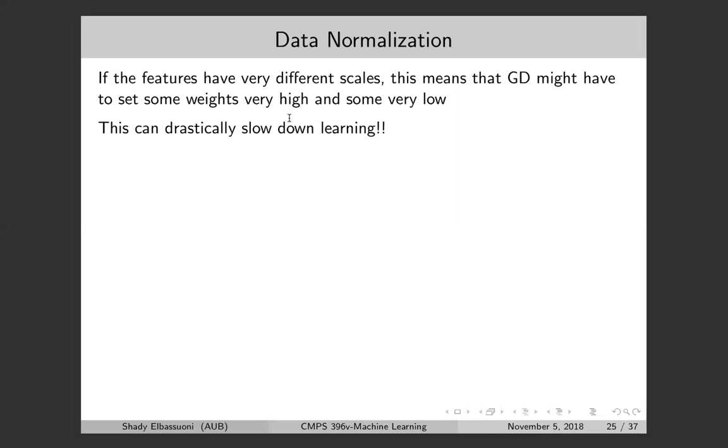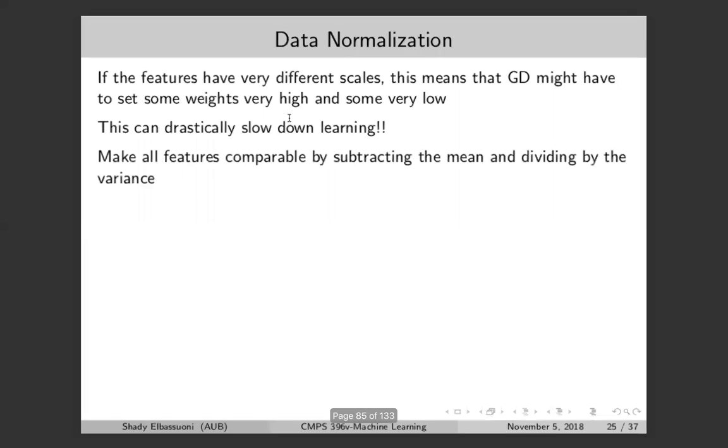It can drastically slow down learning. To get a good loss, you will have to train for a very long time to get to the right scale of weights, because you start with the weights randomly. So they're usually small values, and to increase one weight a lot so that it matches the scale of the feature, or make it very small to match the scale of the feature, takes a lot of time. So ideally, we want to make all the features comparable by normalizing them.